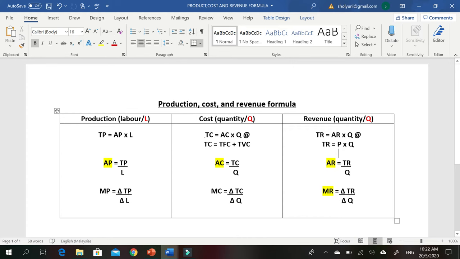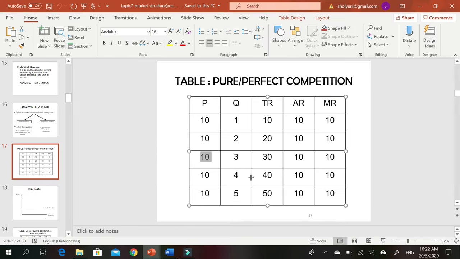Walaupun the formula is times Q, every single one is times Q, the thing is, we can use either because the value of AR and value of P is the same. So, tips dia lagi, kalau nak exam untuk perfect competition, you tak perlu susah kira untuk AR. Kalau dia dah bagi nilai P, follow je nilai AR ni macam nilai P.